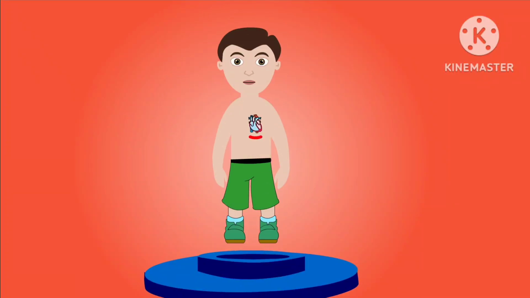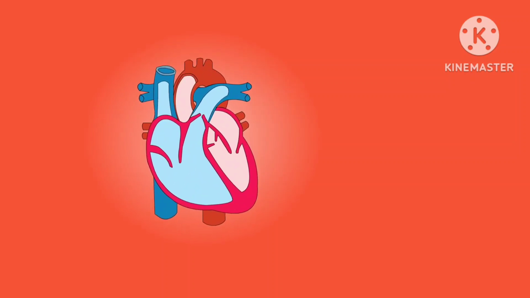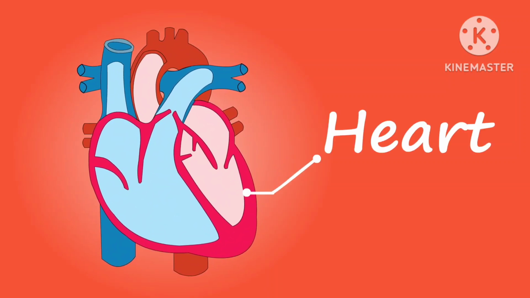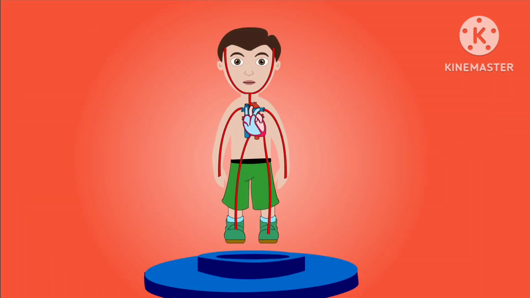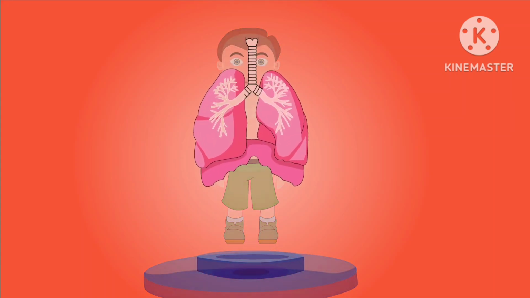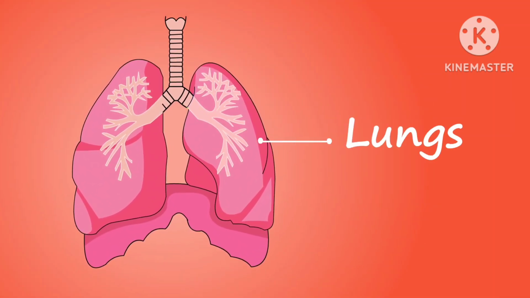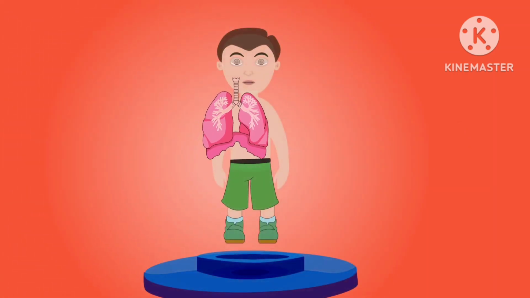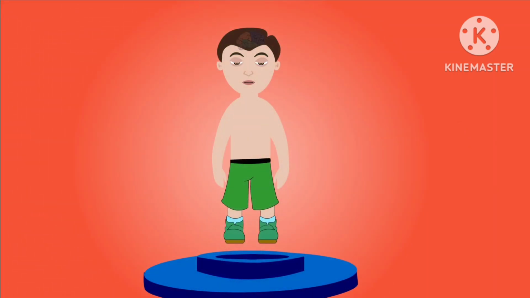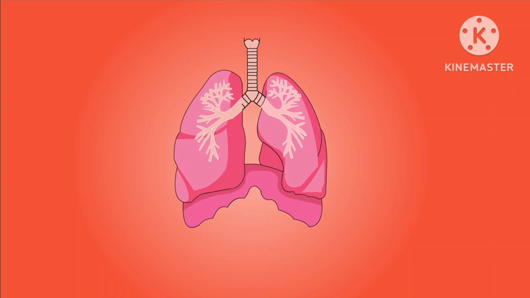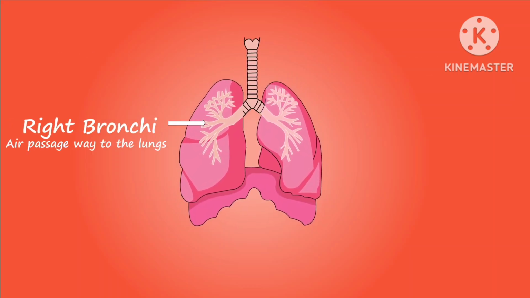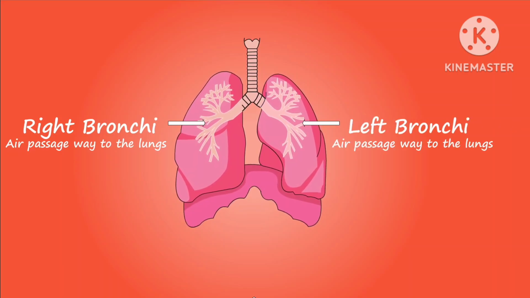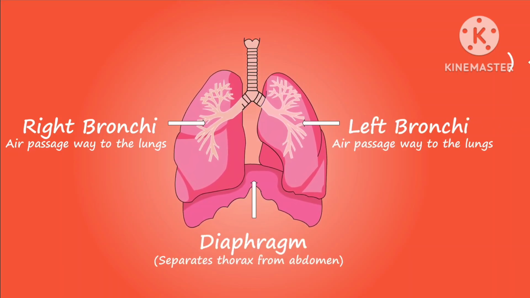Today I am going to discuss with you the respiratory system and the circulatory system. Heart. This helps in the circulatory system. It connects with our body. You see the lines. And this is lungs. The names of all these are right lung and left lung, right bronchi and left bronchi.